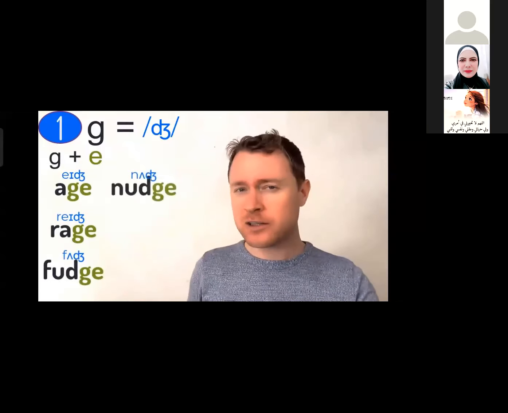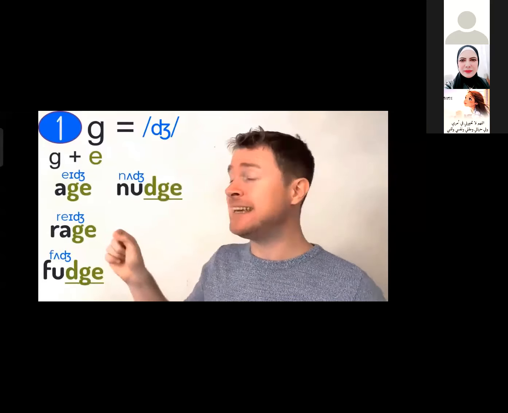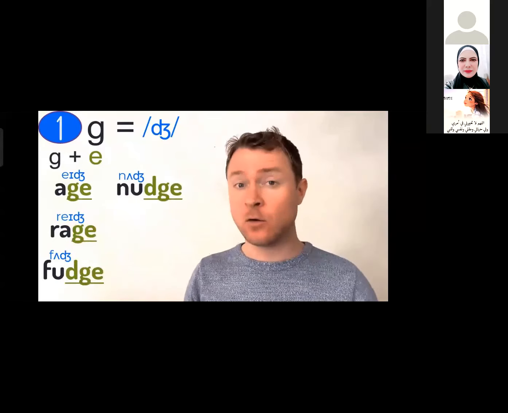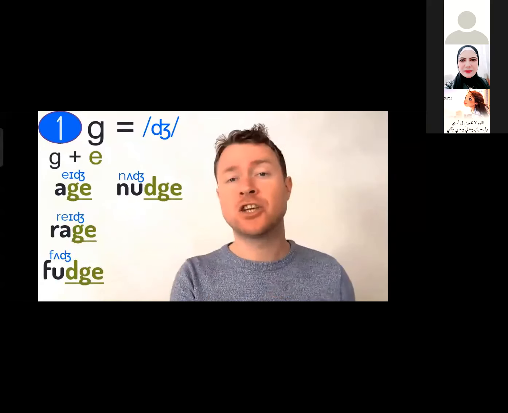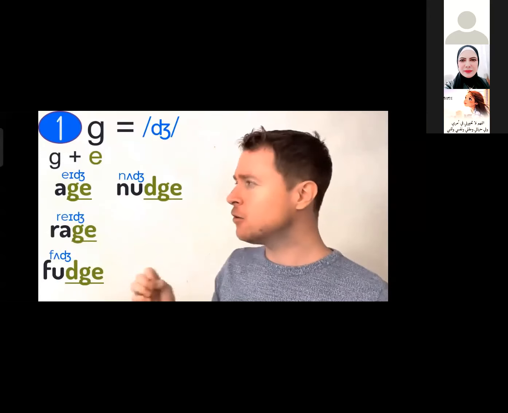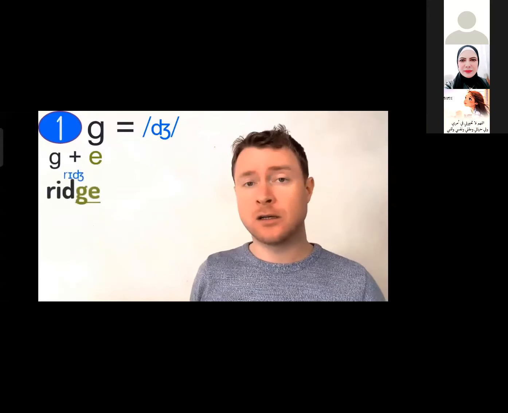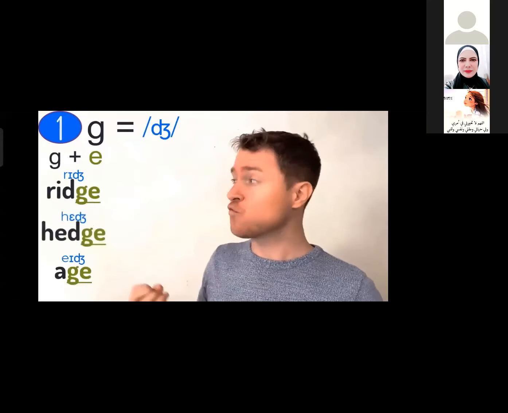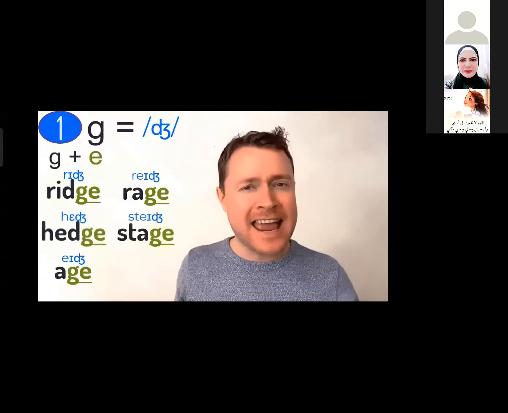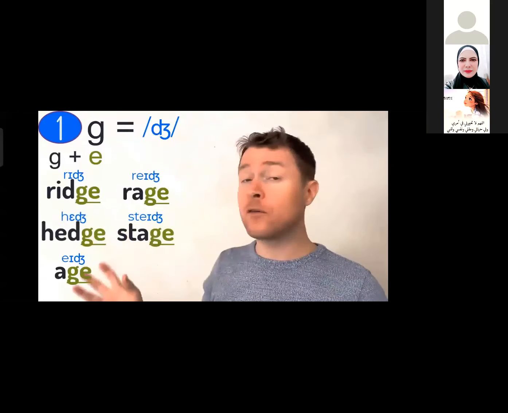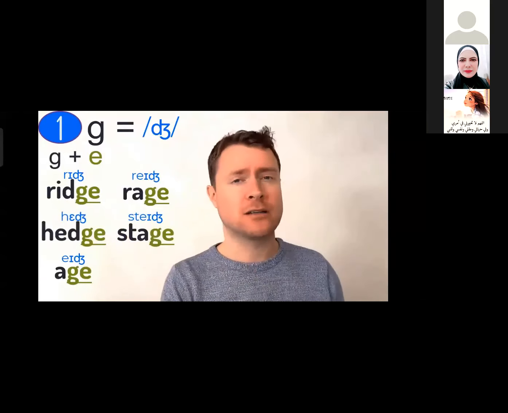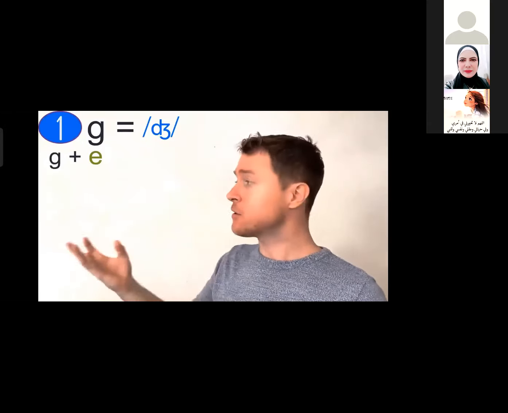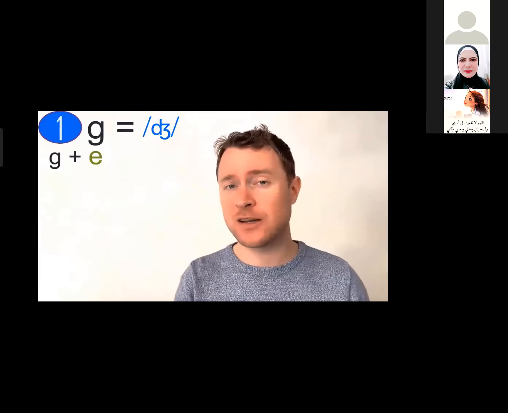or nudge? Words that end in DGE, or just GE, nearly always have this J sound. Look at things like ridge, or hedge, or age, rage, stage. All of them finish in that J sound. The E on the end is actually silent. So we have that J as the final sound.